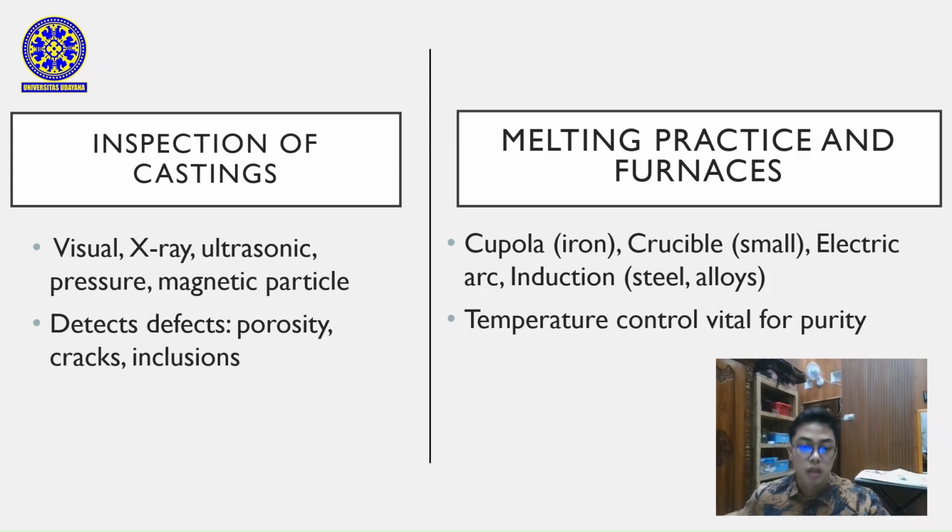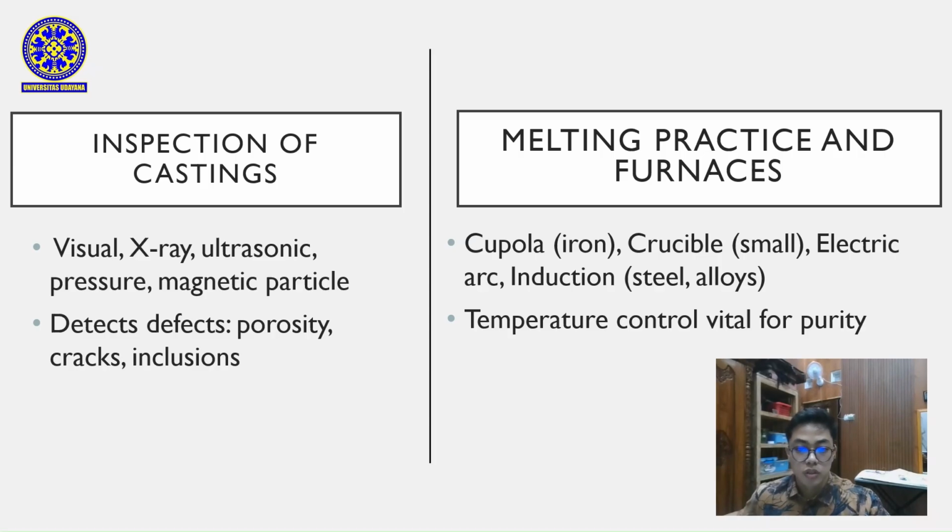Inspection is essential to ensure the quality and reliability of cast products. Common methods include visual inspection, X-ray, ultrasonic, and magnetic testing. These non-destructive techniques help detect internal defects such as cracks, porosity, or inclusions before the parts are put into service.